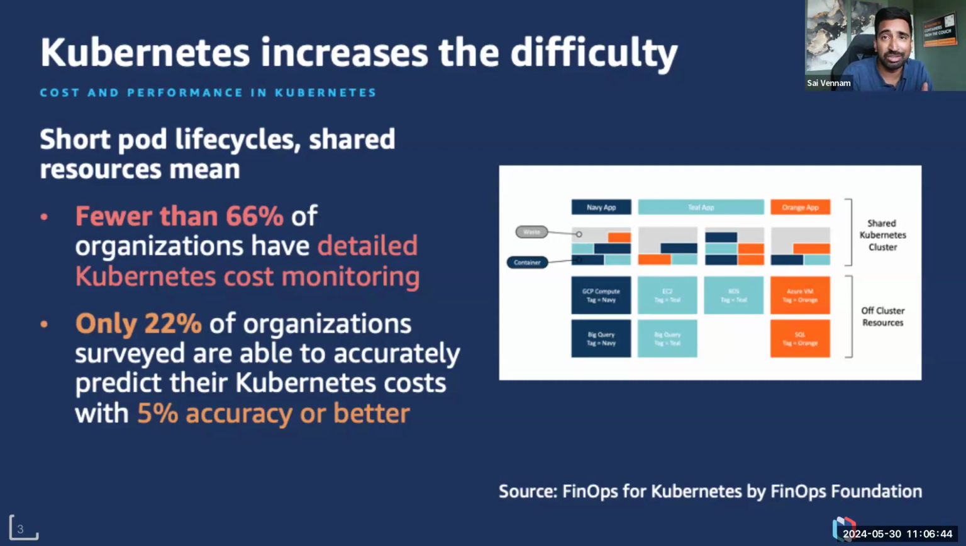In addition, Kubernetes makes this harder because these pods are running on nodes that are automatically scaled up and down. The pods themselves are automatically scaling up and down. There are other resources outside of Kubernetes that your services need, things like databases and that kind of thing. And you put all of this together and you realize that accurately predicting costs on Kubernetes is actually pretty hard. And what we're seeing is that only 22% of organizations that the FinOps Foundation surveyed are able to predict their costs with 5% accuracy or better.